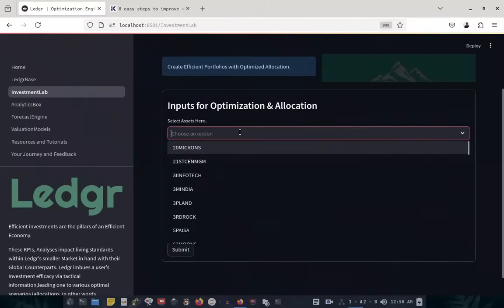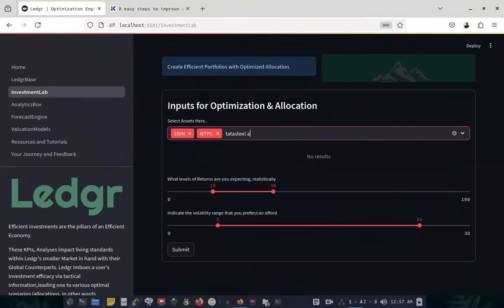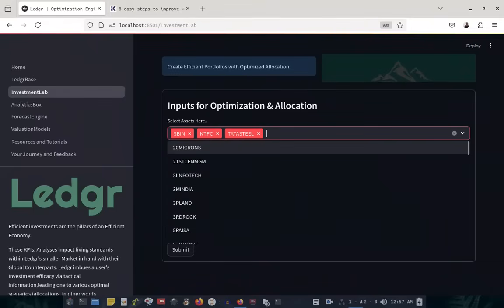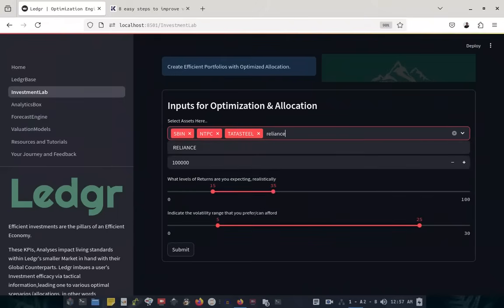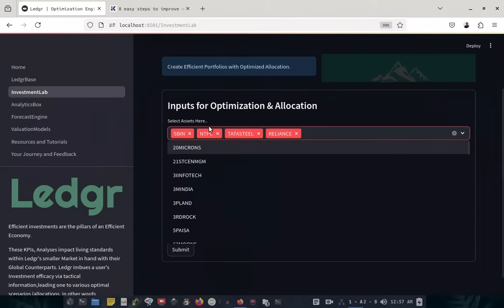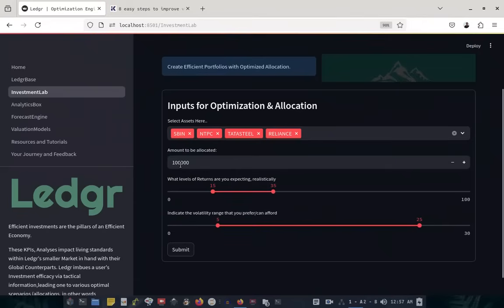Suppose we choose a bank, SBI. We choose NTPC. We choose say Tata Steel. And let's choose something else, something like Reliance. And we are going to allocate say 2 lakhs or 200,000 INR.